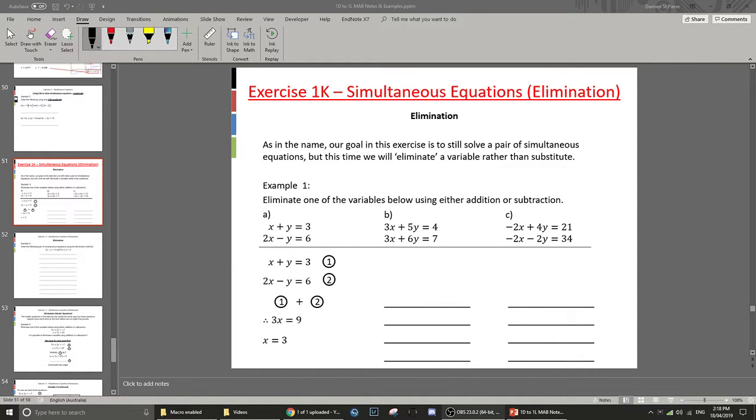Hello all again. So this is exercise 1K. It's a continuation of solving simultaneous equations, but this time we are looking at using elimination. Okay, so last exercise 1J was substitution. You can see that video. This is solving using elimination.